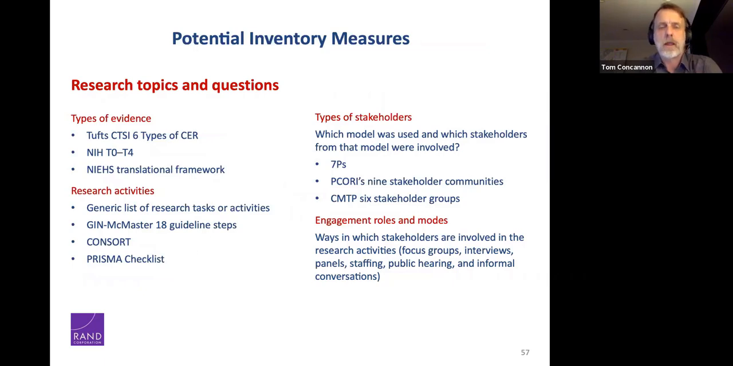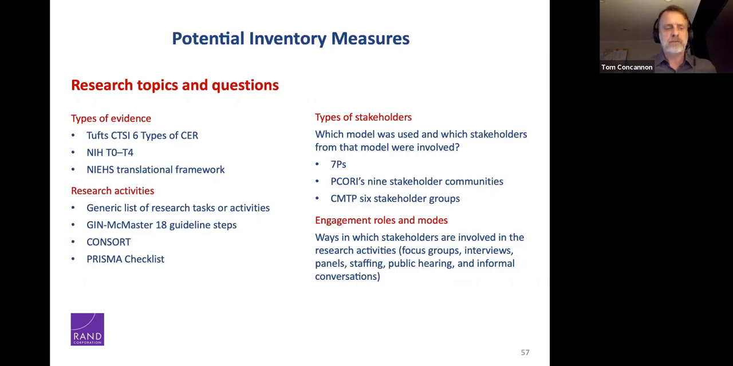So those are the types of things we might measure. And I mentioned types of evidence, research activities, types of stakeholders, and then engagement roles and modes. And I have listed here in blue font the types of frameworks that you might go to. These are published frameworks, and they're just notations on these frameworks. So come to this slide and use Google to retype these words into Google, and you'll find these frameworks online.